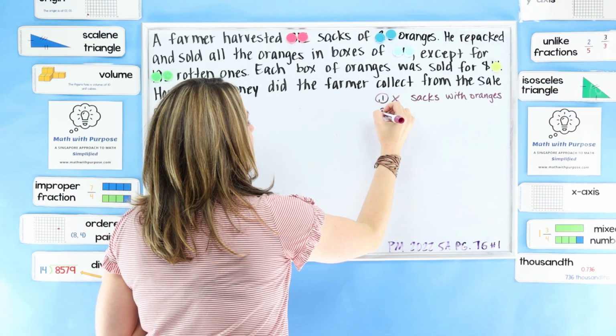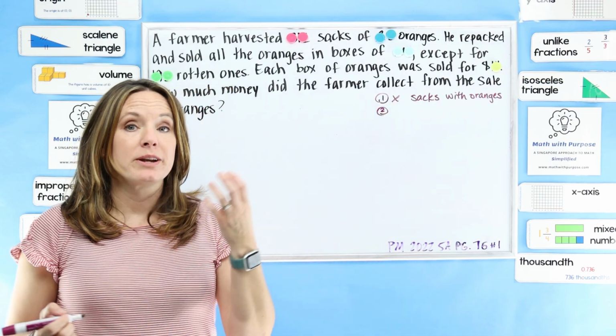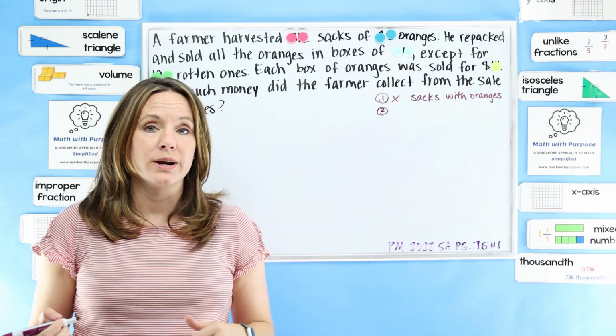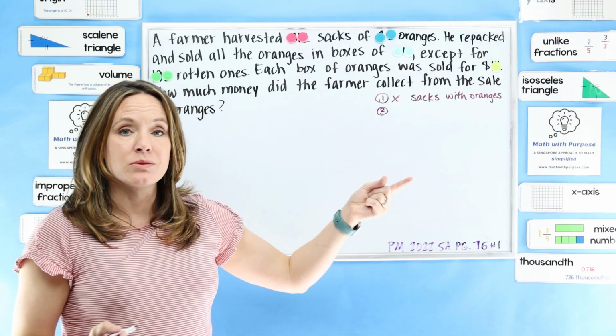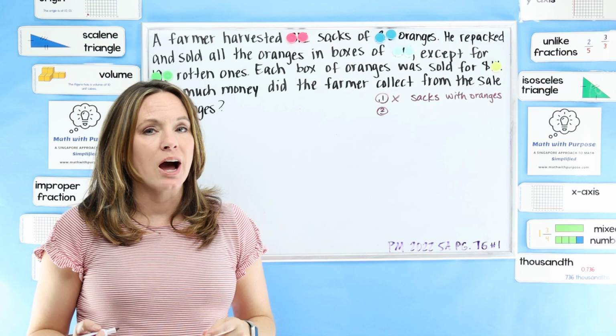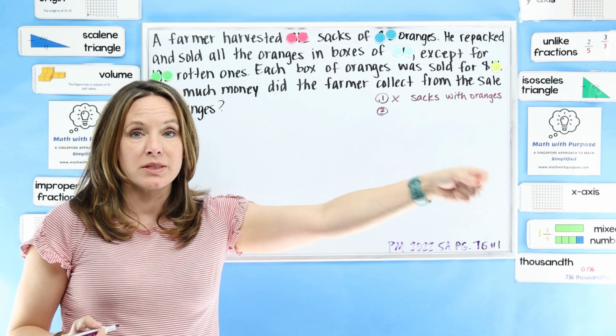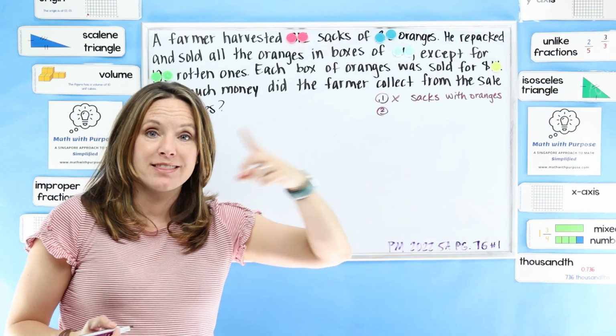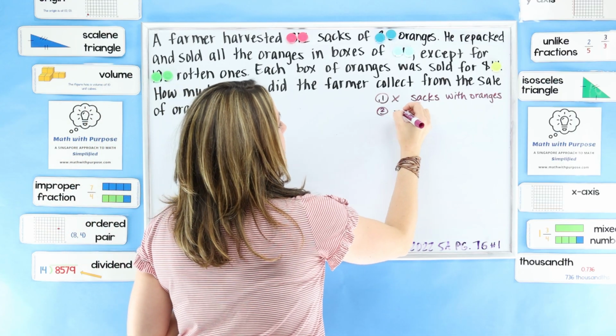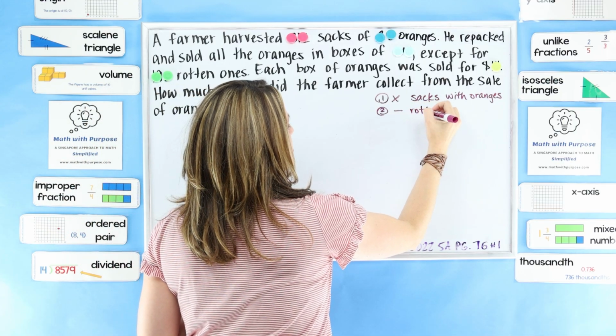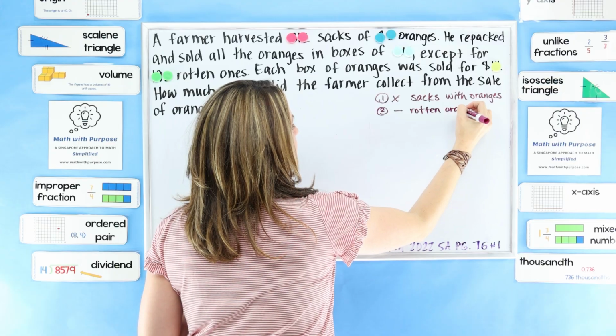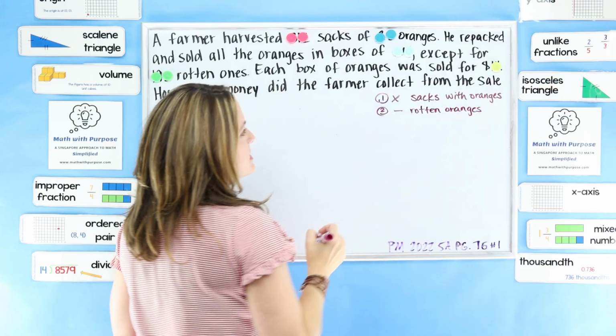What's the second thing I need to do? Now that I know how many oranges I have, what do I need to do? We got to get rid of those rotten ones. What operation is that where you get rid of something or you take it away? That's subtraction, right? So now we need to subtract the rotten oranges. Okay, that takes care of that.